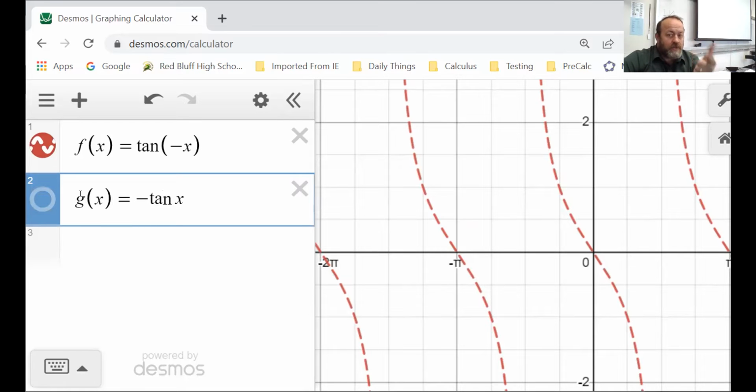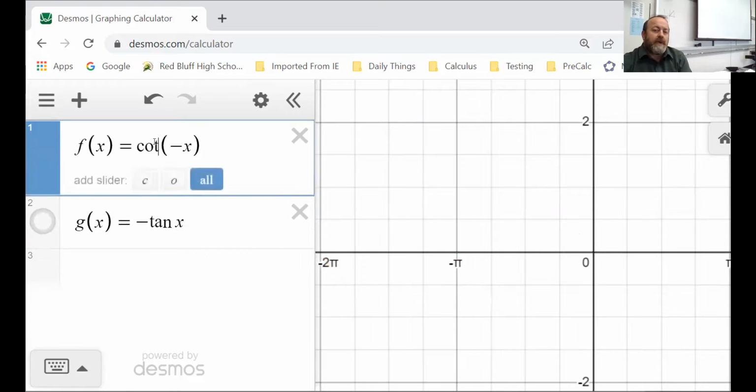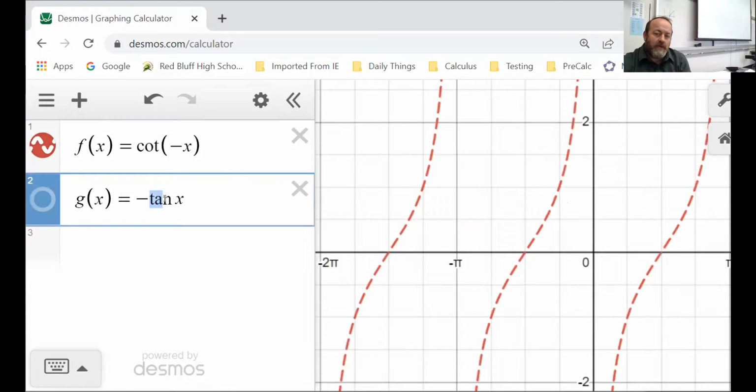The sine and the cosecant were odd, the tangent's odd. So I thought, well, obviously the cotangent would be even just to balance things out. But as it turns out, the cotangent, putting the negative on the inside and the outside, is the same. So it just so happens that pretty much all of them are odd except for the cosine and the secant. So that's what I'm going to put on here.